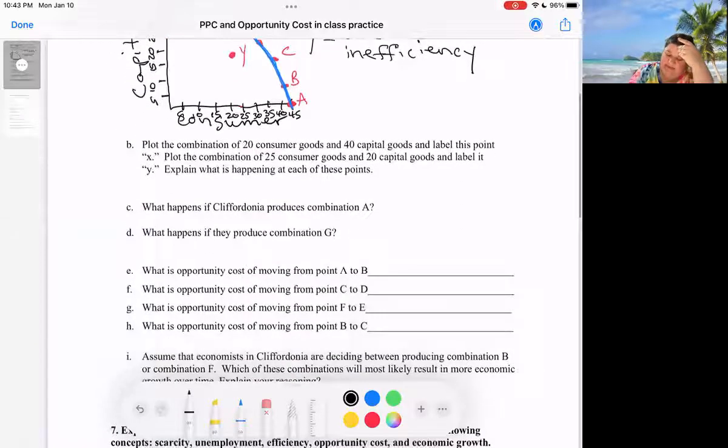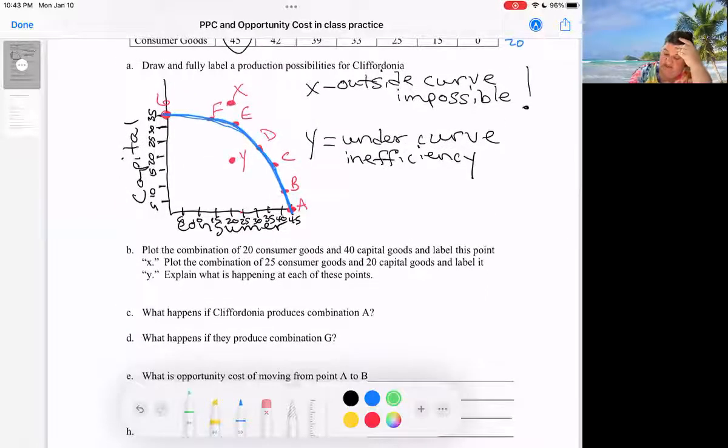Okay, next. What happens if Cliffordonia produces combination A? Well, where is combination A? Here it is down here. So listen, economists are not like English majors. English majors like you to read between the lines and talk about symbolic language and put all these flowery things. No, economists want you to be cut and dry and state the obvious. So at point A, what happens if they are producing at combination A? Well, that means they are going to produce only consumer goods and zero capital goods.